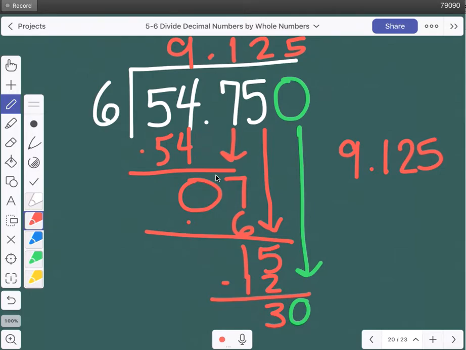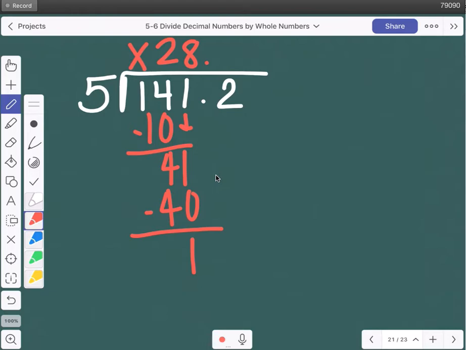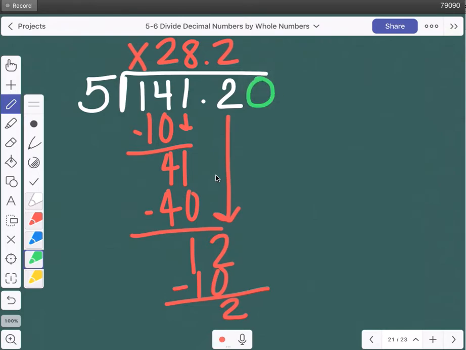Let's do another. Put my decimal up there before I forget. Now, I could come all the way over here to 141, but I don't need to. It can make my life easier. 5 does not go into 1, but it does go into 14. 5 goes into 14 twice. That's a 10. 41, after I bring that 1 down. 5 goes into 41 8 times. That's 40. 1. I'm going to bring down my 2. 5 goes into 12 twice. That's 10. Now I have a remainder of 2. I have nothing to bring down, so I'm going to give myself something to bring down. And 5 goes into 20 4 times. So my answer would be 28 and 24 thousandths.